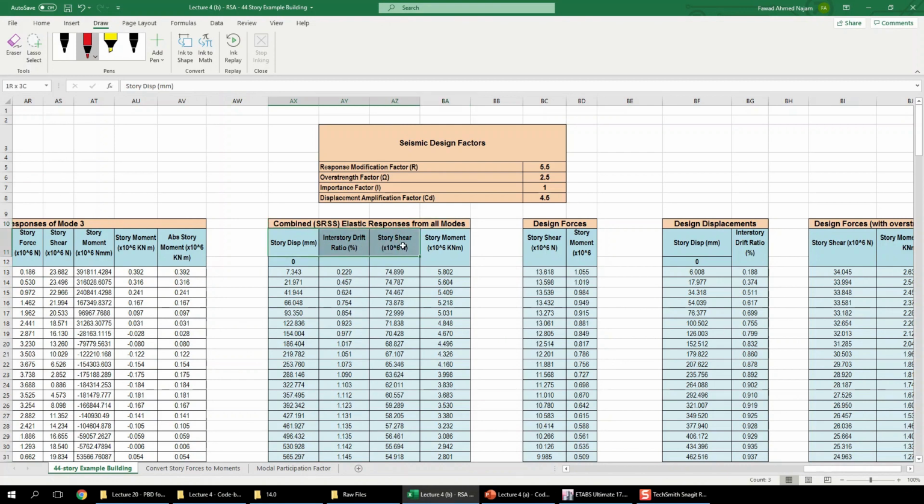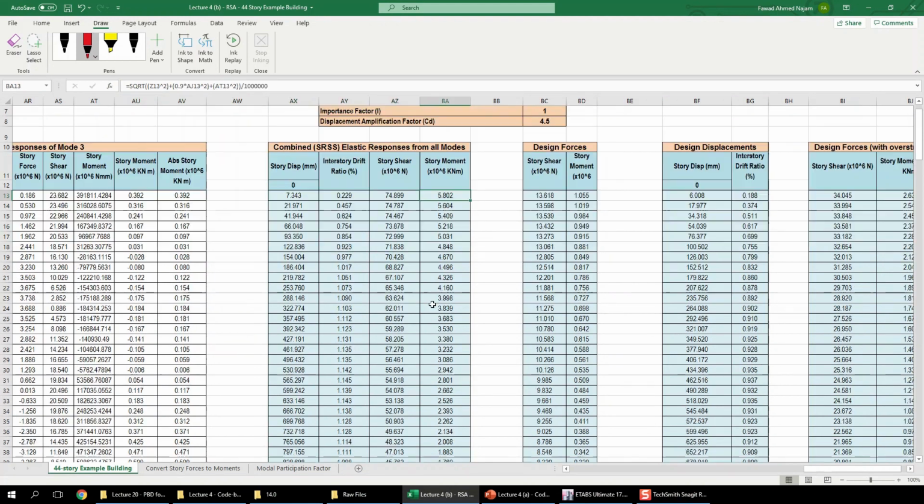So all the 4 global responses which we have calculated, we SRSS them. So you see here, this is the SRSS for all the 4 responses, and these are the combined responses. So this is the combined 4 responses.